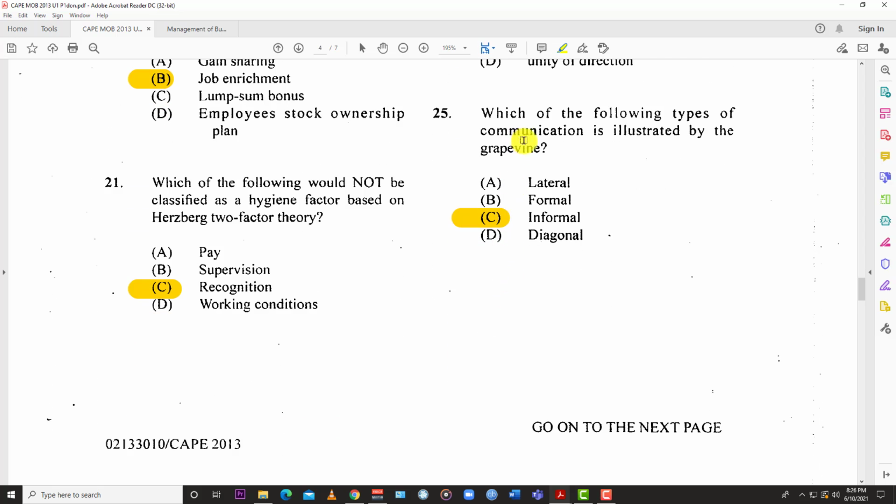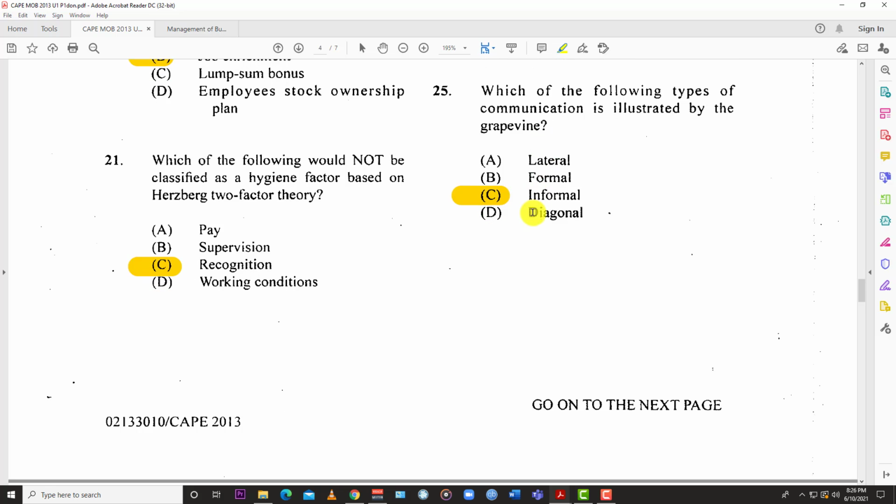25. Which of the following types of communication is illustrated by the grapevine? And of course, we know what the grapevine is. Hearsay, a little bird picks in your ear, that kind of thing. And so the grapevine is a type of informal communication. As the name suggests, the news or the information moves along the vine, literally, right? It starts from one person to the next, to the next, to the next.